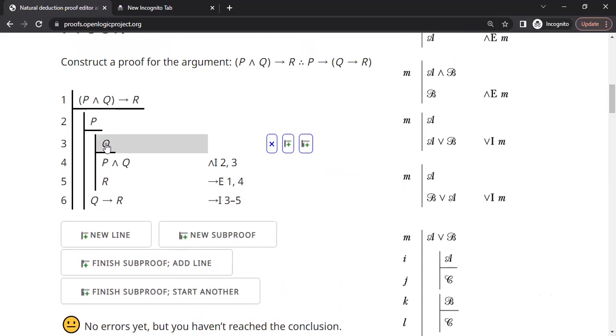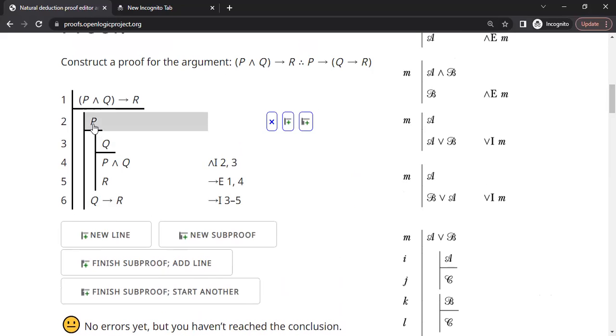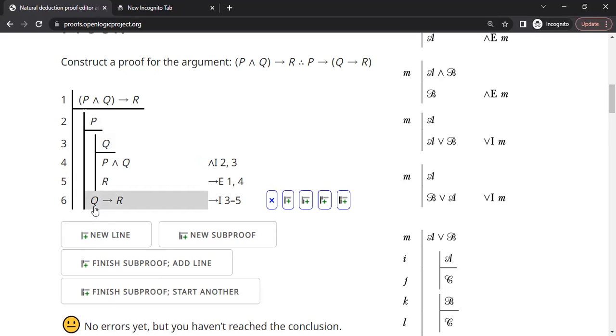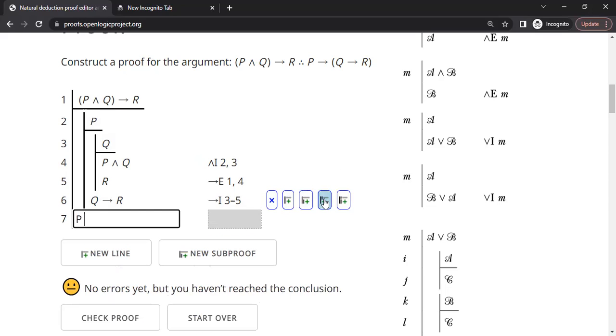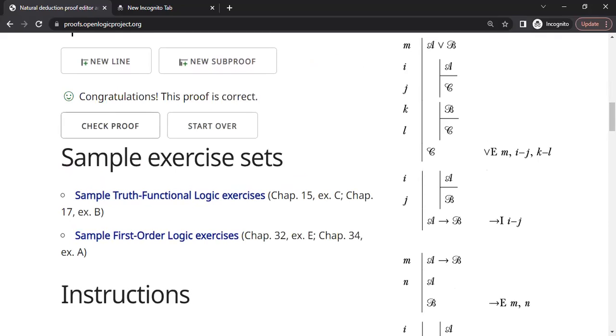If we assume P and Q, we are able to show Q implies R. And now we can also reason about the same from outside of this Q box. From P, we are able to arrive at Q implies R. That means we can add one more line to the parent of the P, and we can now conclude P implies Q implies R. So we are introducing implies through line numbers 2 to 6. This should work out well, hopefully. Yeah, the proof is correct.